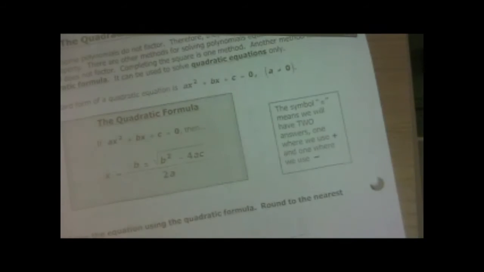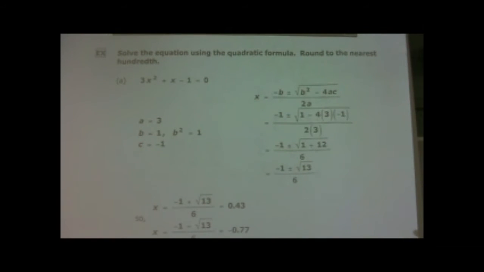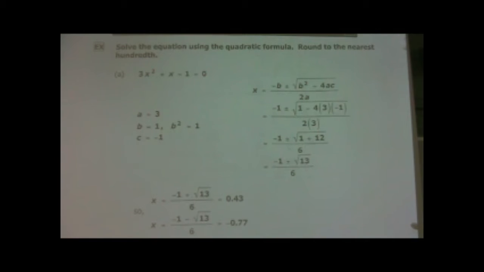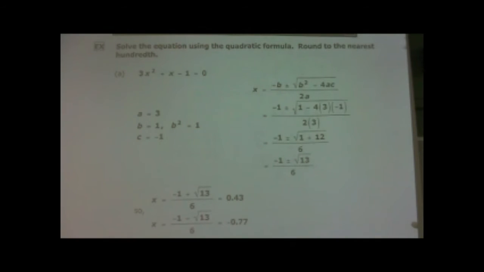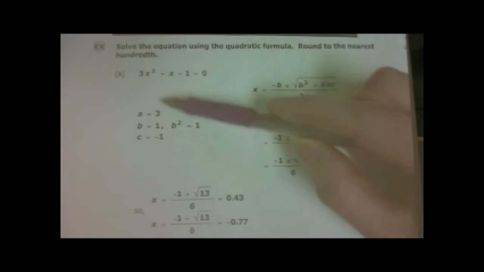So if we go to the bottom of the page, I have an example, and it's already worked out here for you. So it says, solve the quadratic equation using the quadratic formula, round to the nearest hundredth. That means 2 decimal places. So here's my equation, and notice it has to be everything on one side and the other side is 0. So I'm going to write down my a, my b, and my c so I don't mix them up. So my a is 3, my b is 1, and my c is -1. You have to make sure to take the signs with the number.